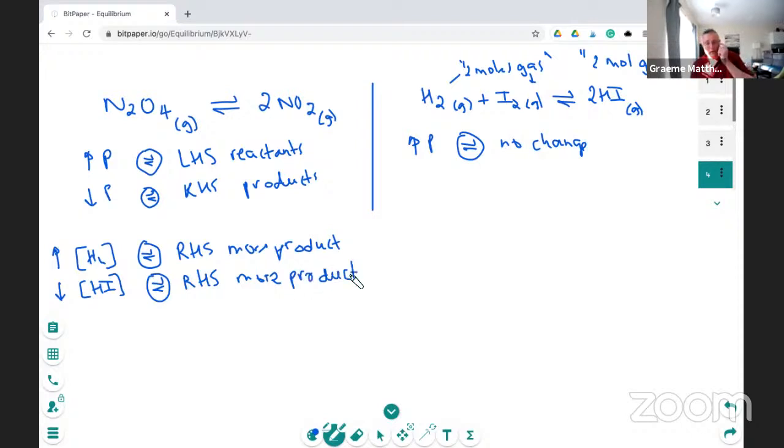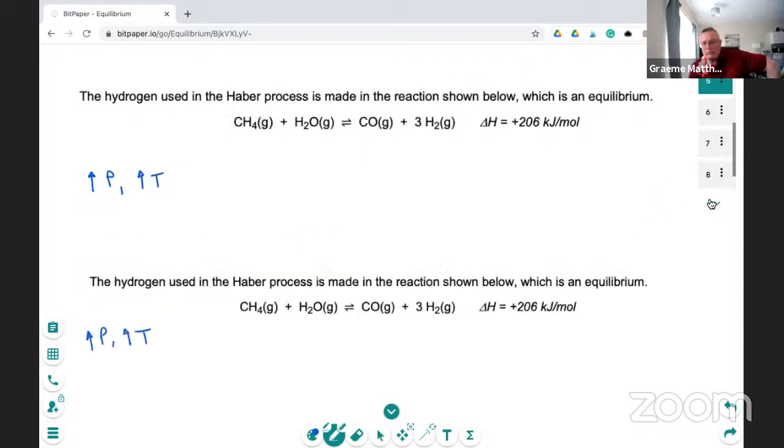So I tell you what, let's have a little look then at some difficult questions. Here we are. All right, so this one here: the hydrogen used in the Haber process. Chemists, by the way, there are so many systems you need to know for equilibria. Look at the spec, there are so many systems you just need to know. This is one of them.